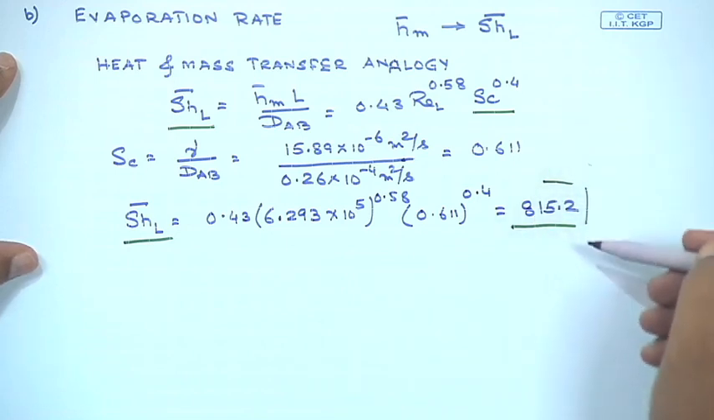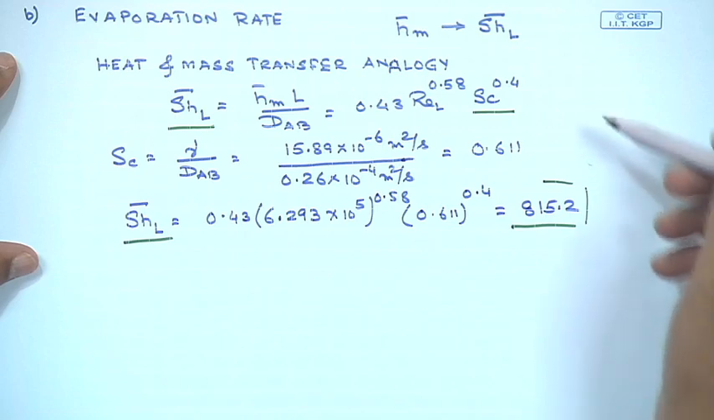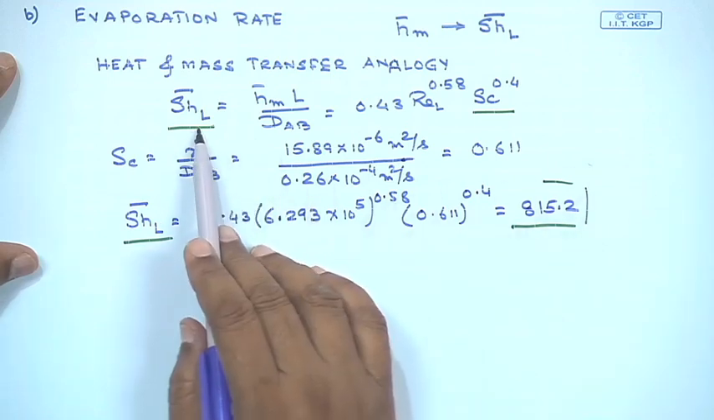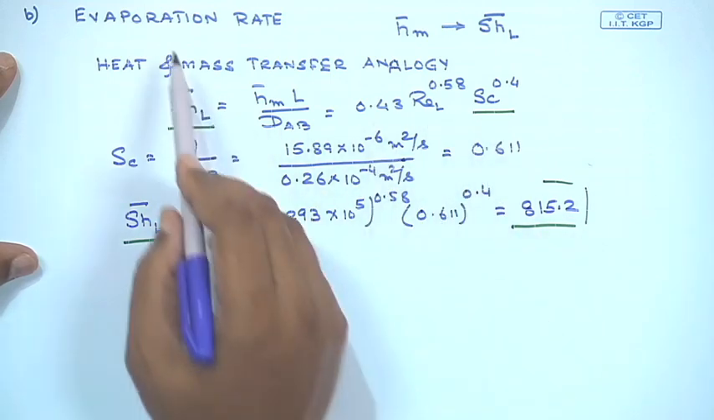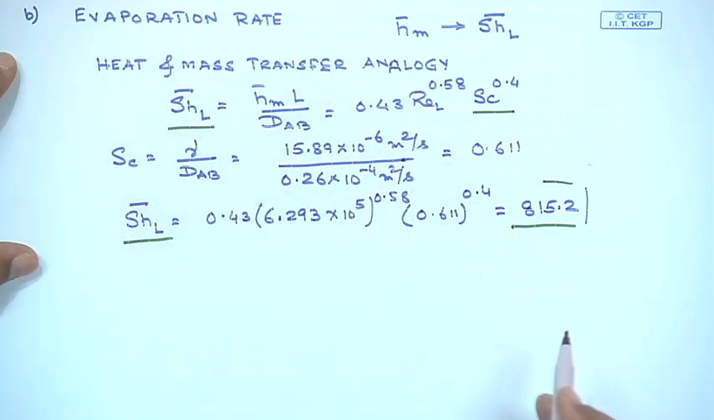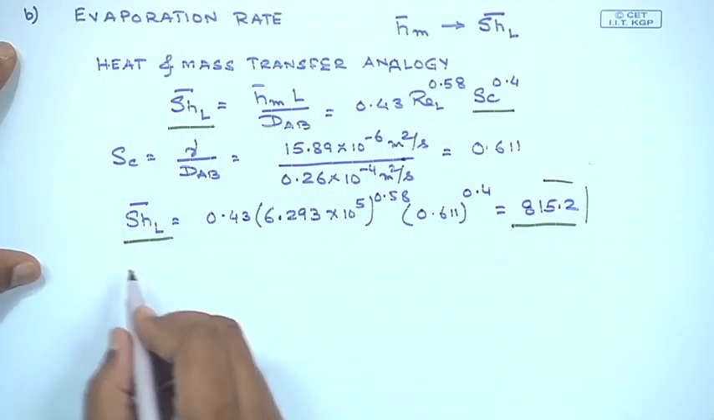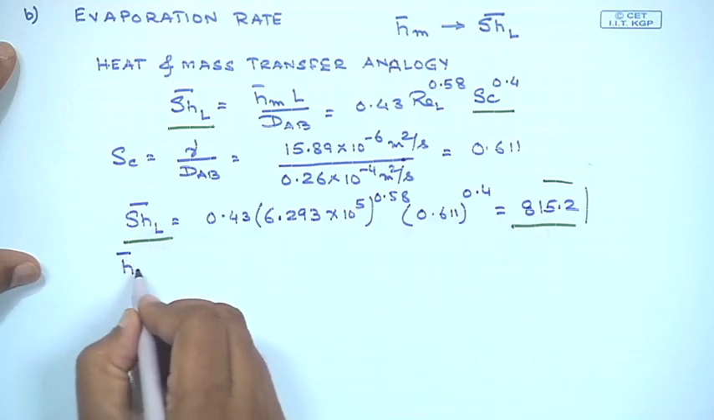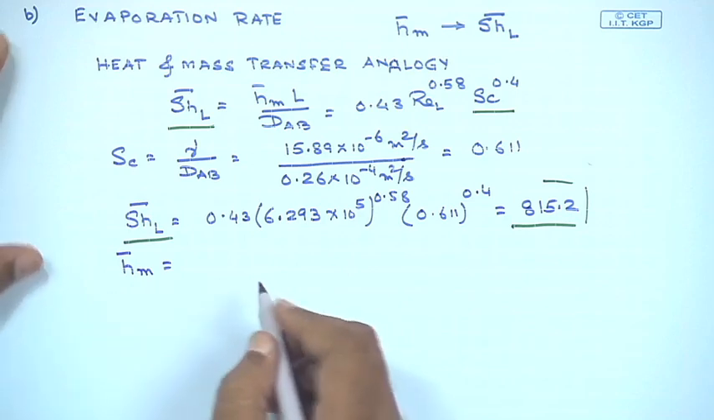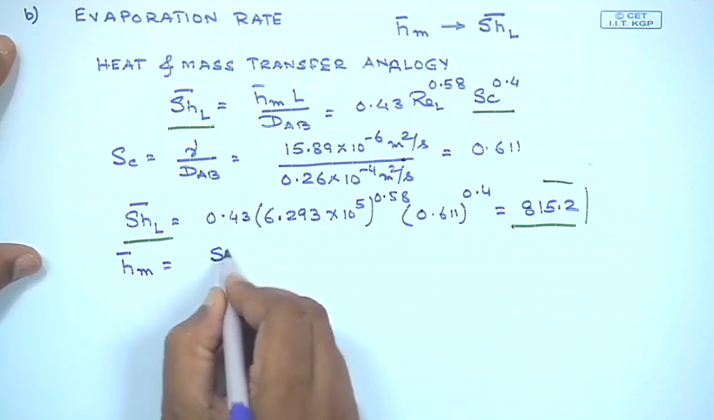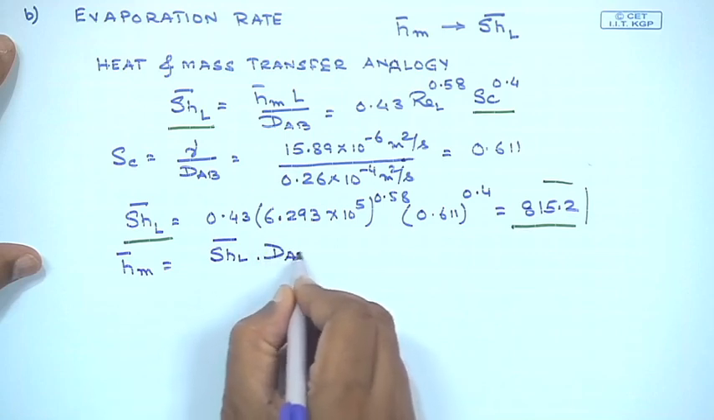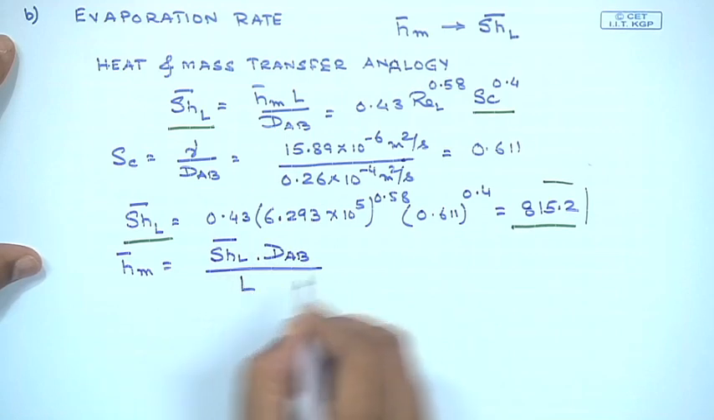So, without performing any mass transfer experiment or without performing any complicated analysis for the case of coupled heat and mass transfer, we obtained the Sherwood number by simply using the heat and mass transfer analogy. So, once we have the Sherwood number available to us, then H bar m, that is the convective mass transfer coefficient, would simply be Sherwood number based on length times DAB by L.